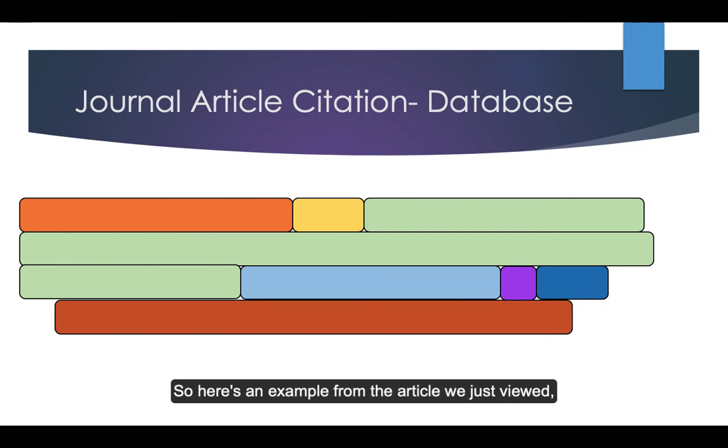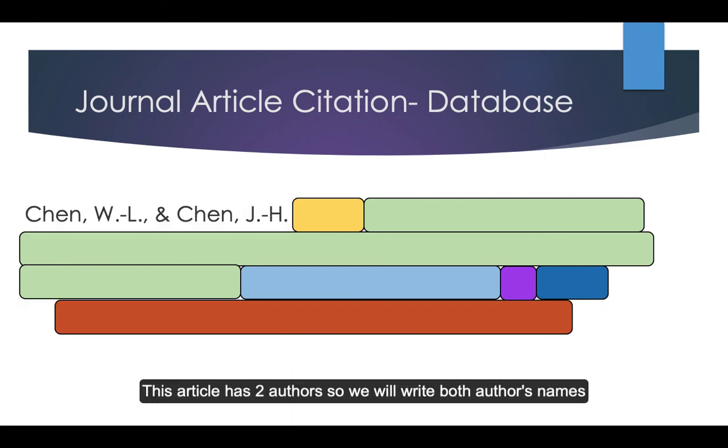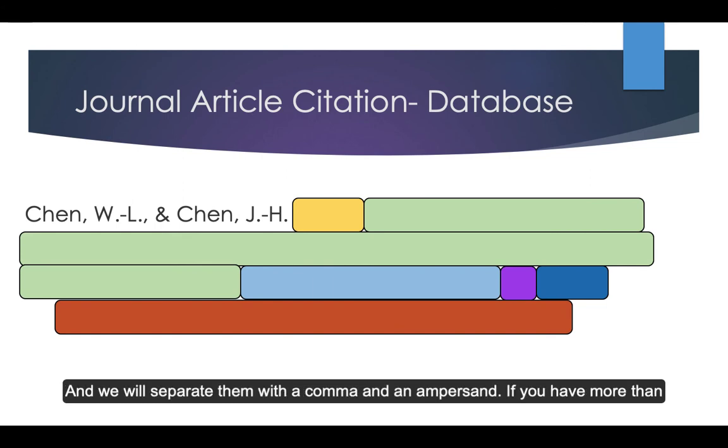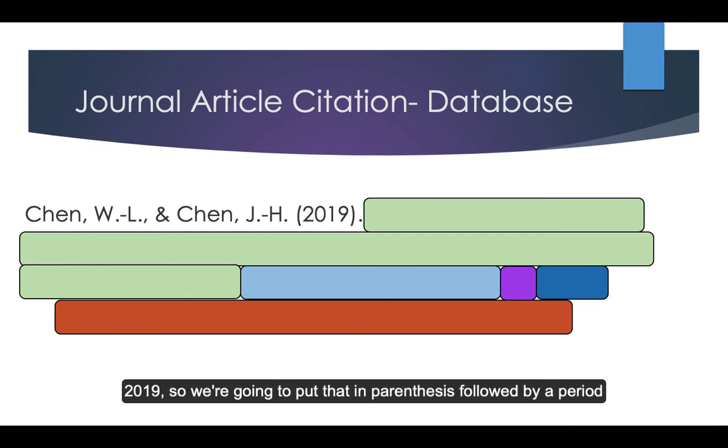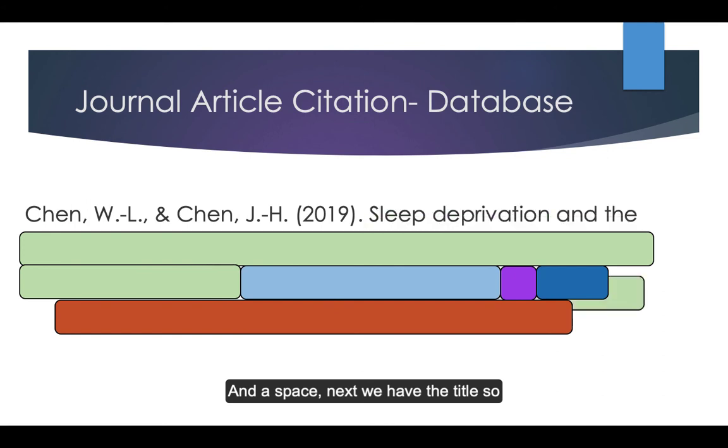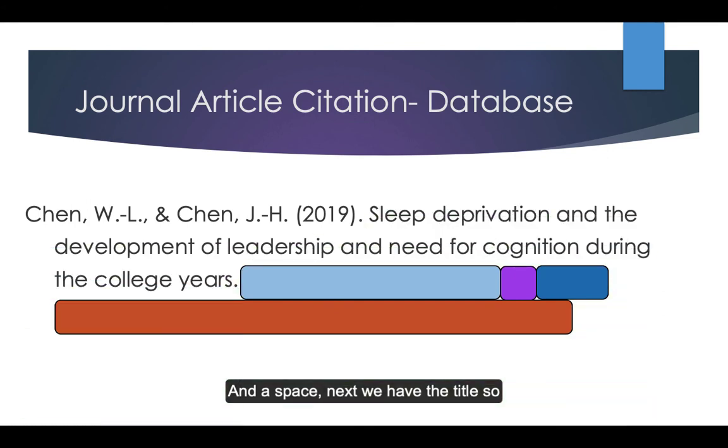So here's an example from the article we just viewed. This article has two authors, so we will write both authors' names and we'll separate them with a comma and an ampersand. If you have more than two authors, you will continue using the comma and put the ampersand before the last author's name. The year of publication for this article was the year 2019, so we're going to put that in parentheses followed by a period and a space. Next, we have the title. So here again, you will only capitalize the first word of the title, and the remaining words in the title are lowercase.